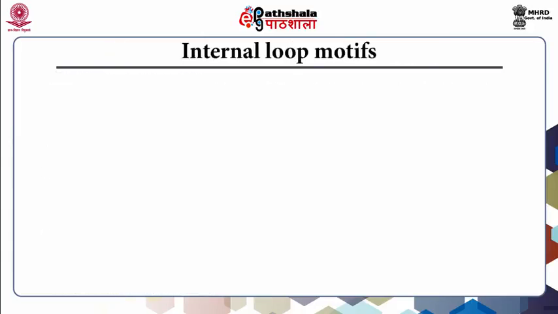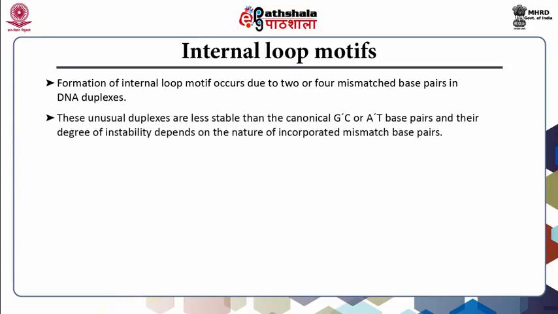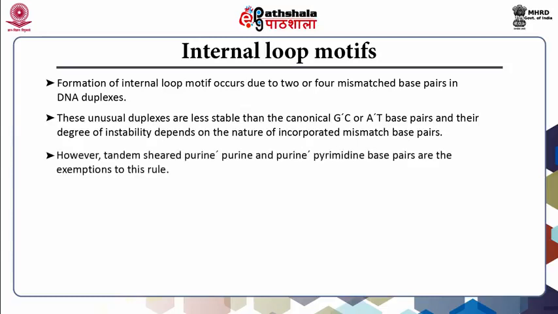Talking about internal loop motifs, formation of internal loop motif occurs due to 2 or 4 mismatched base pairs in DNA duplex. These unusual duplexes are less stable than the canonical GC-AT base pairs, and their degree of instability depends on the nature of incorporated mismatched base pairs. However, tandem shared purine-purine and purine-pyrimidine base pairs are exceptions of this rule.